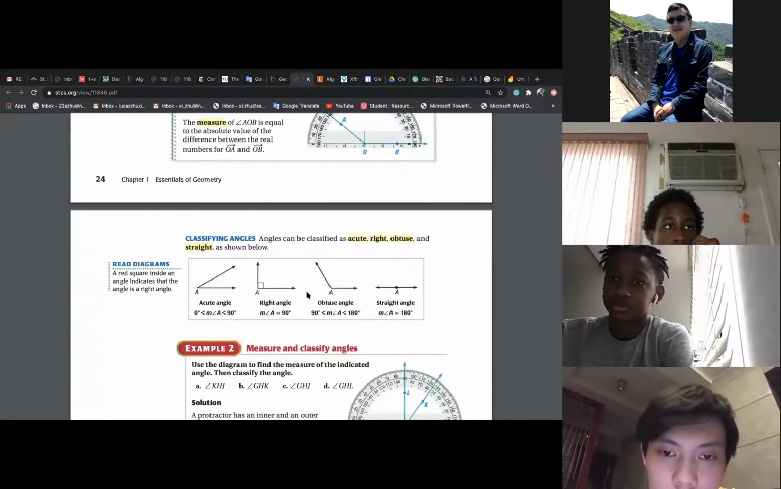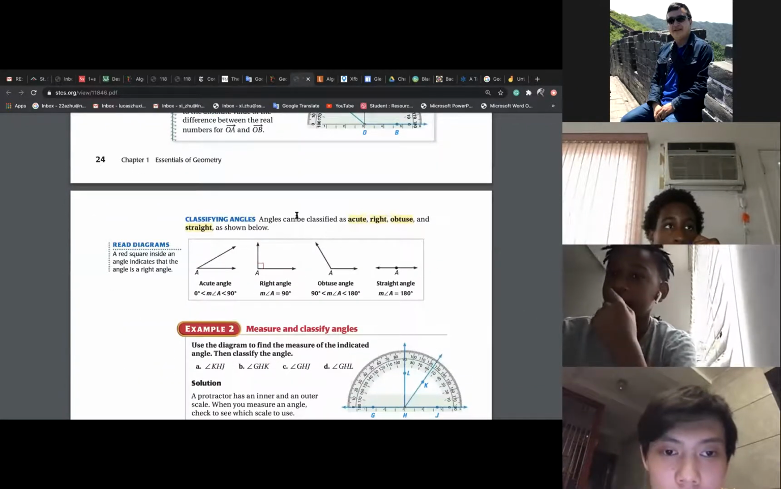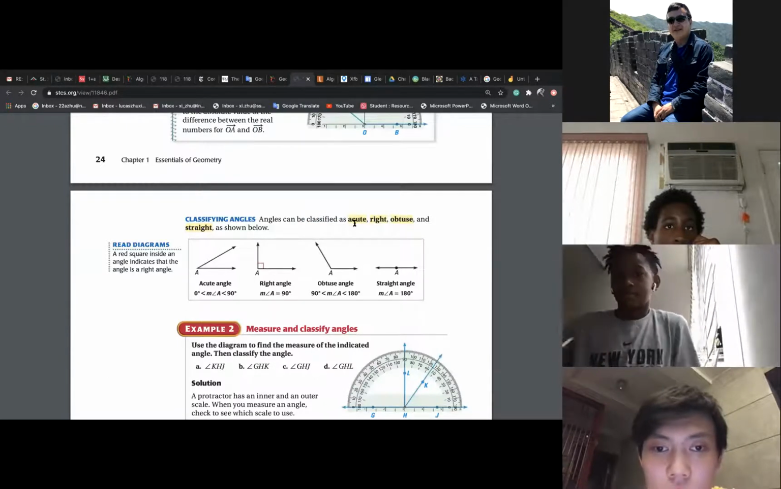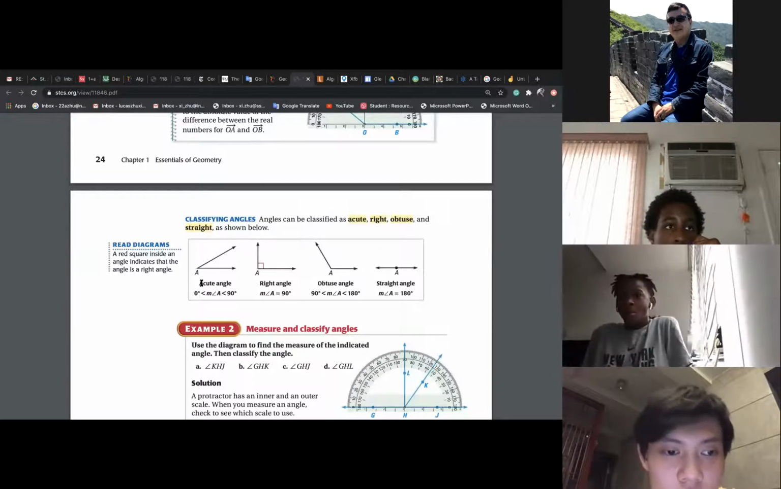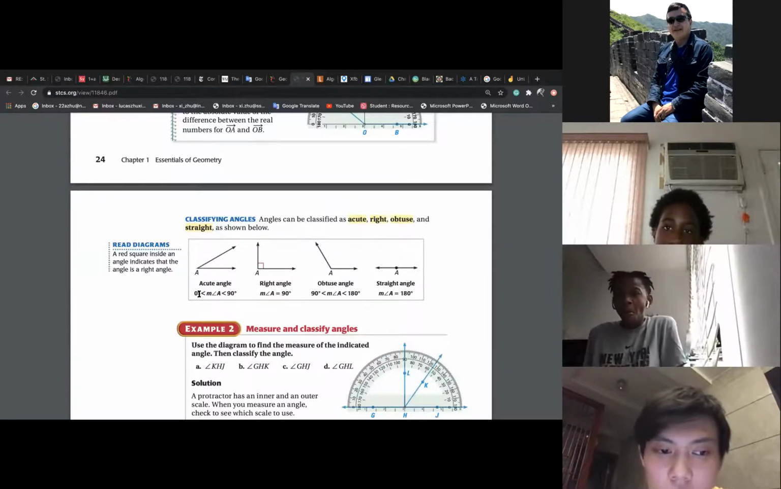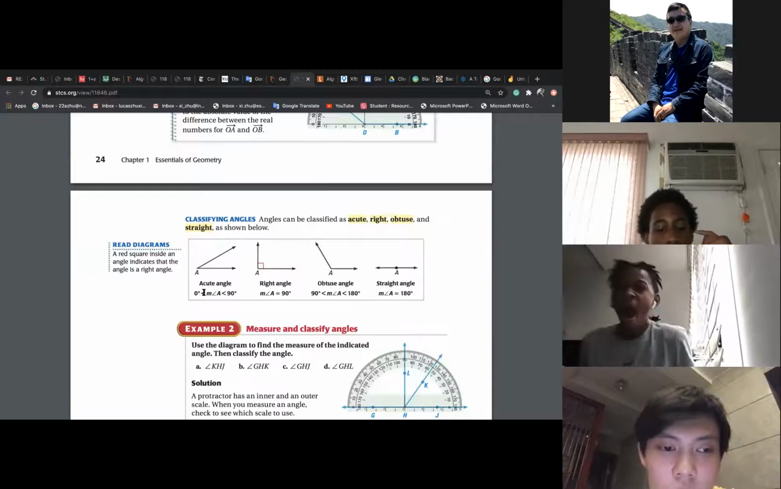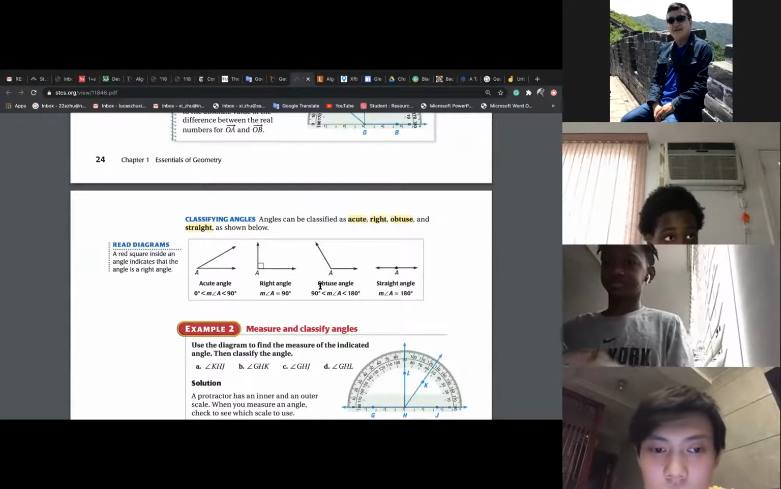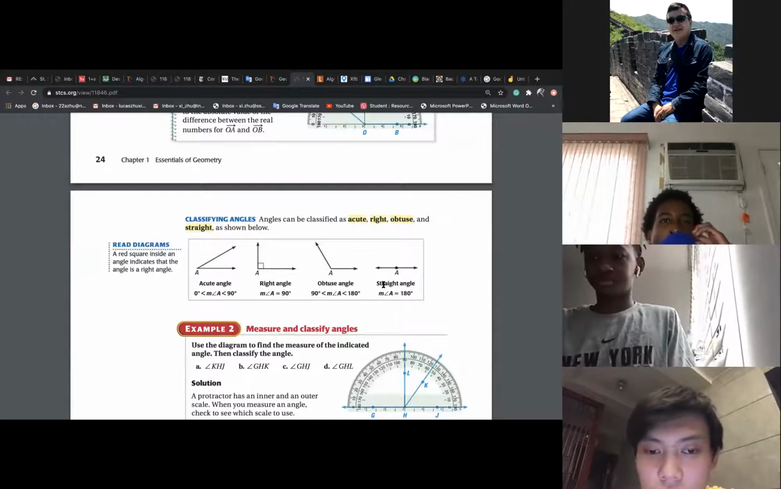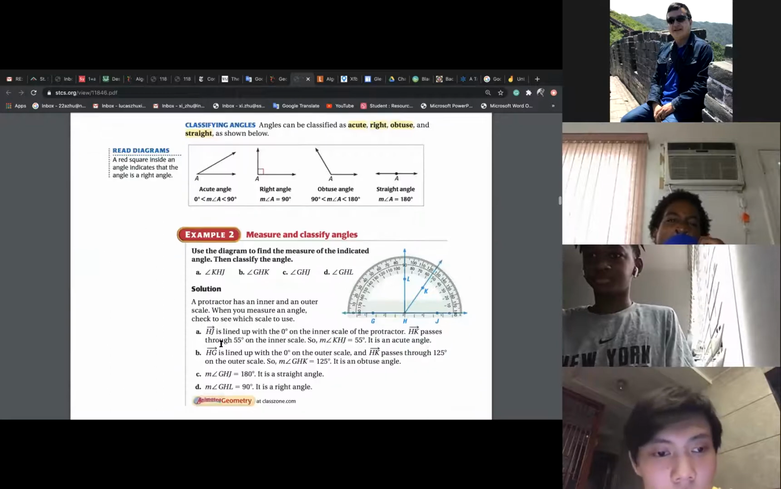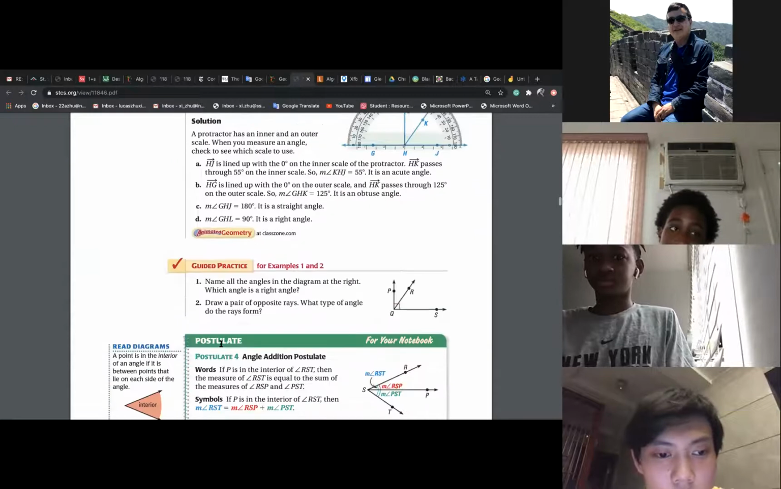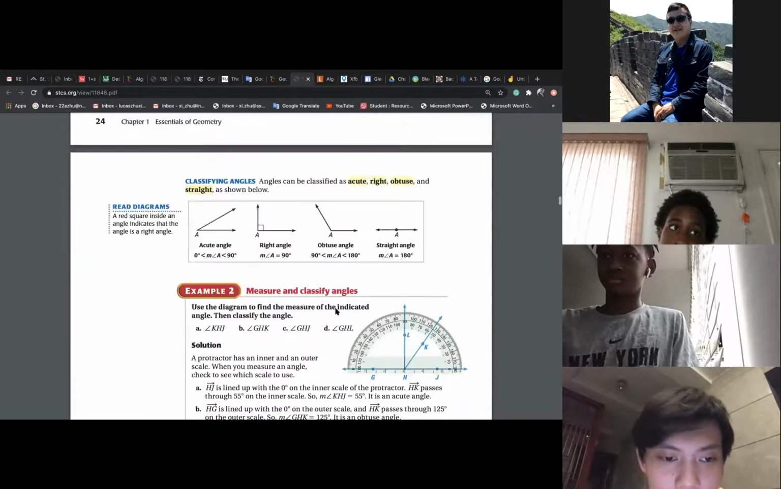We talked about those last time, but remember they can be classified into acute, right, obtuse, and also straight angles. Acute is between 0 and 90 degrees, a right angle is 90 degrees, obtuse is 90 to 180, and a straight angle is 180. Those should be straightforward. Okay, try to do this one.